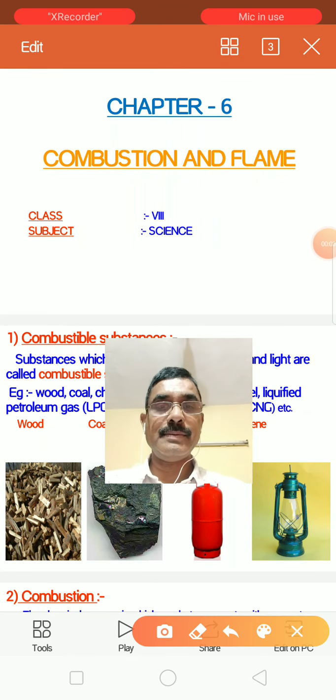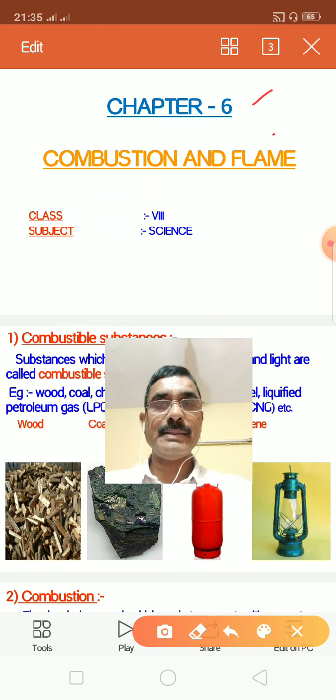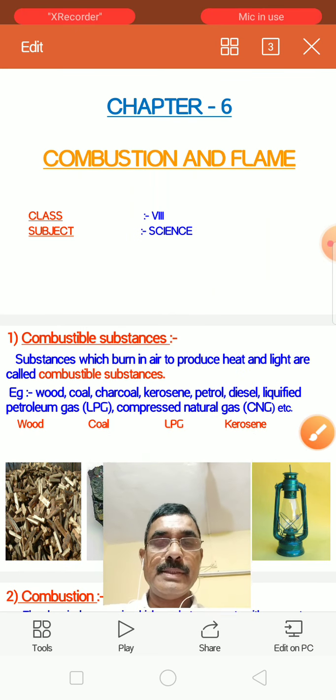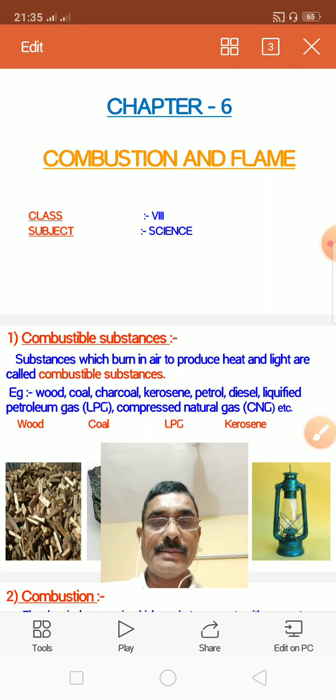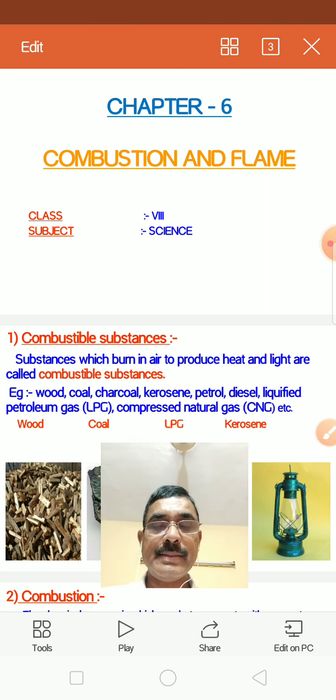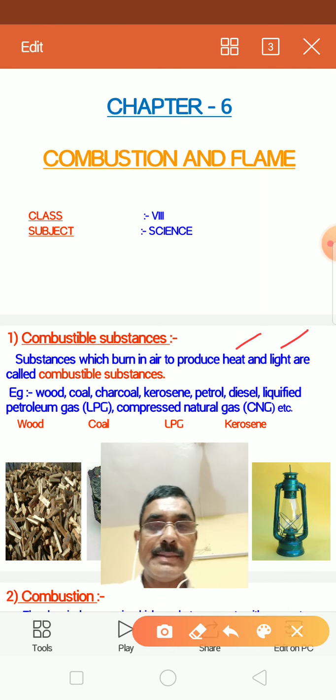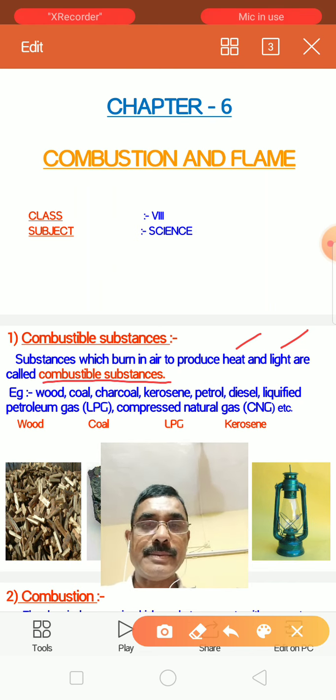So today we will start discussing chapter 6, that is combustion and flame. We see many materials or substances around us that can burn in air to produce heat and light. Such substances are called combustible substances.